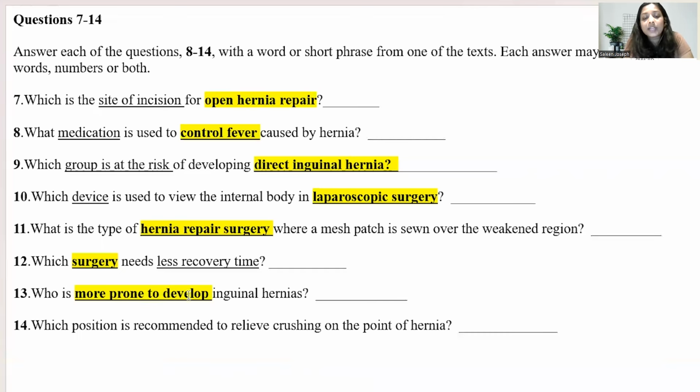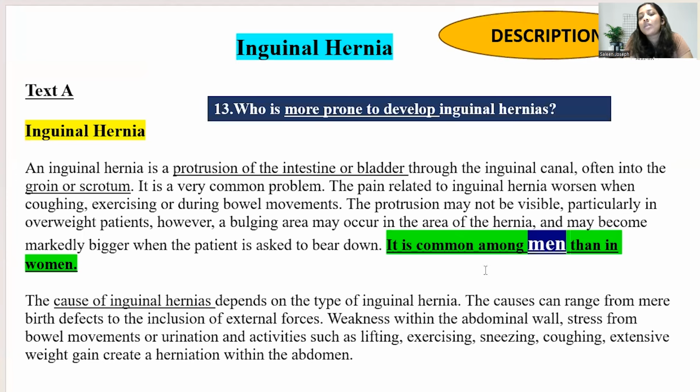Who is more prone to develop inguinal hernias? Men. Which text? A. It's in the description, right? Yes, it is common among men than in women. So men is the answer. Very good. Fine. Next one.